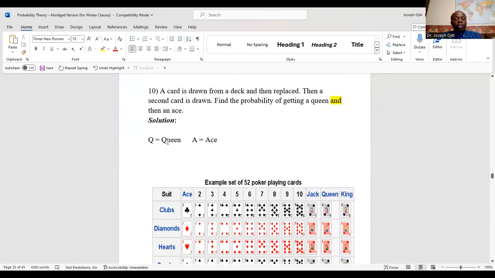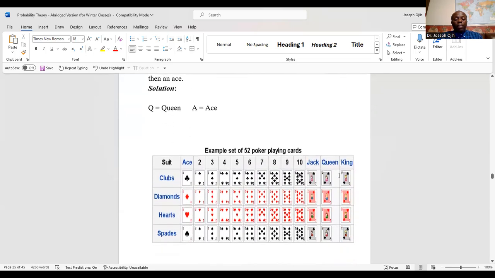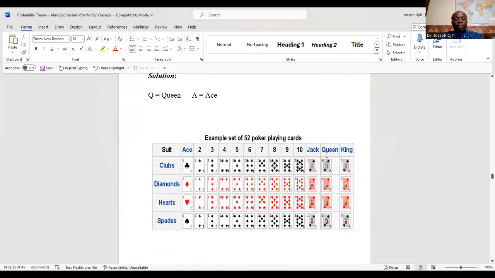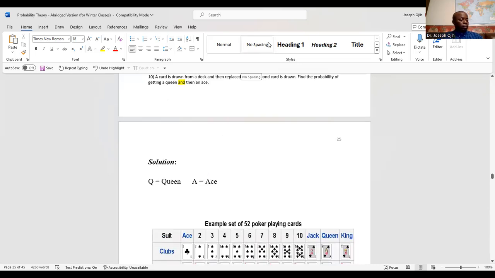So let us use Q for queen and A for ace. We have how many queens? I can see the queens right here: 1, 2, 3, 4. And aces here: 1, 2, 3, 4. So queen and ace.